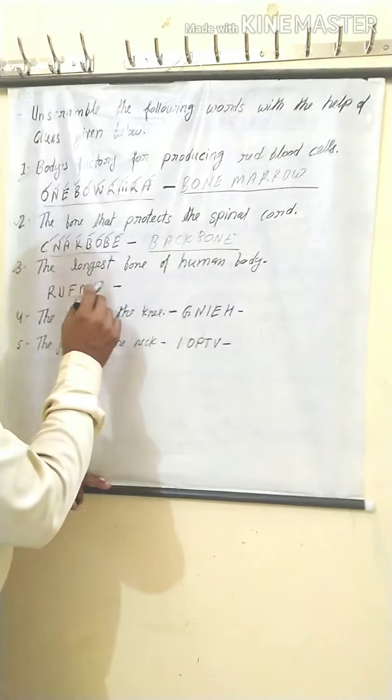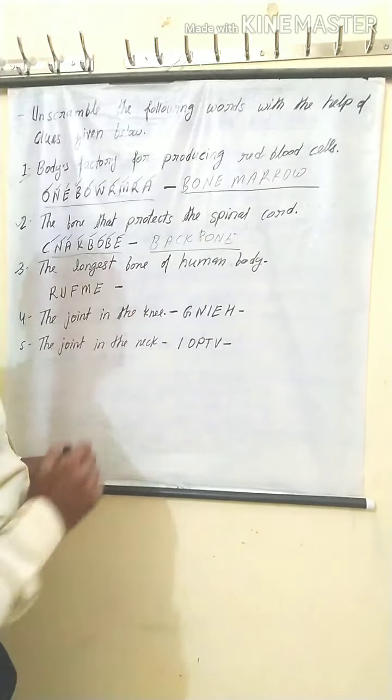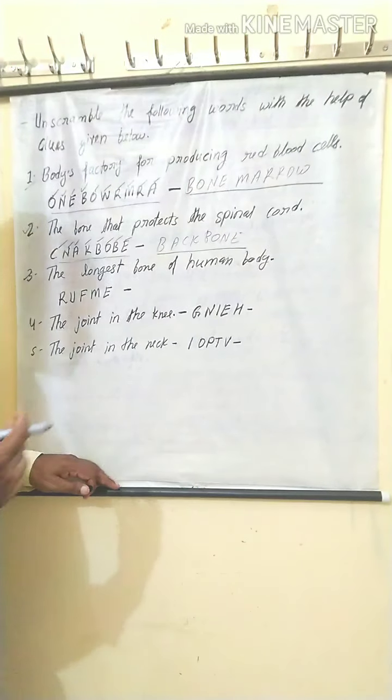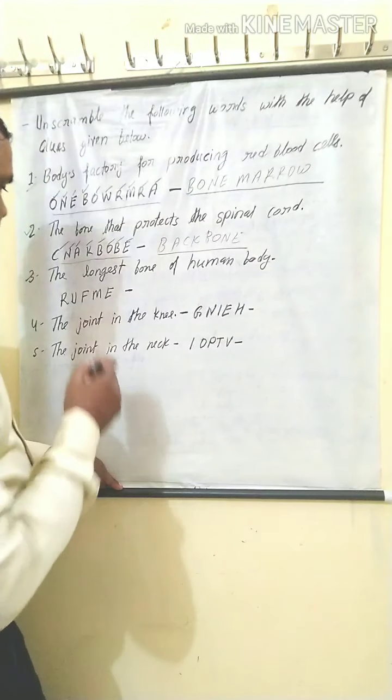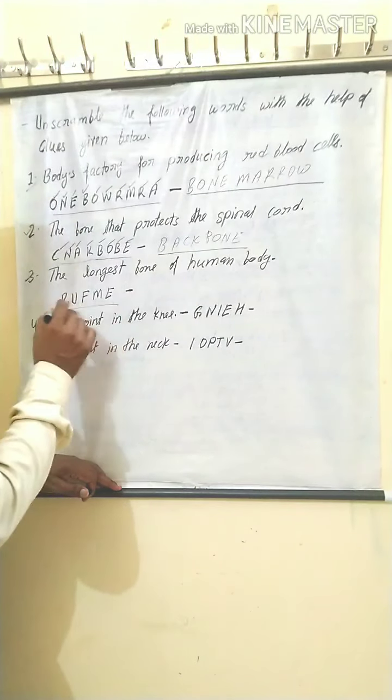Next, the longest bone of the human body. Which is the longest bone in our body? Femur. You know that femur. Here R U F M E is given: F E M U R. Femur.